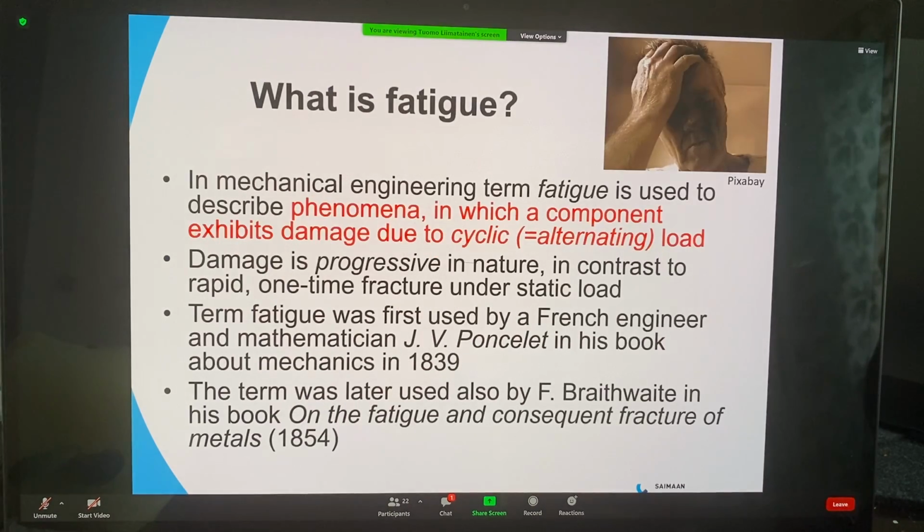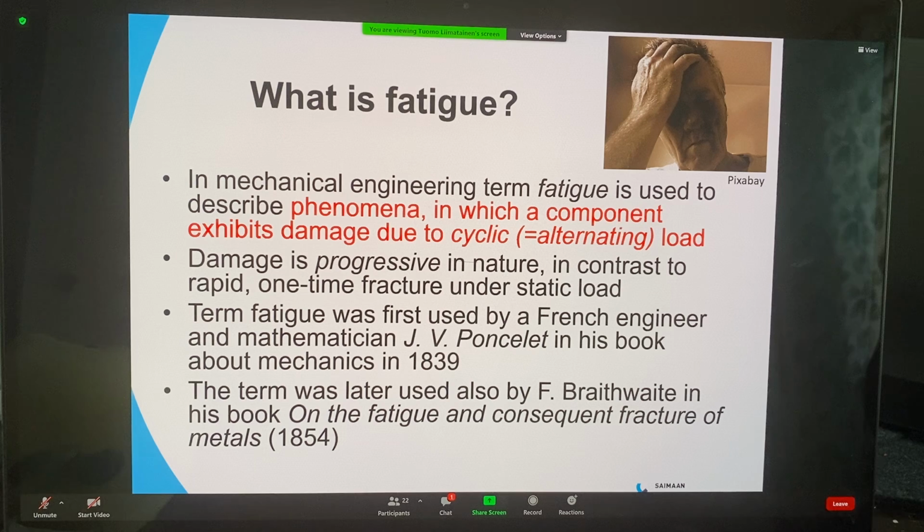So, what is fatigue? In the picture you can see a man who has been taken by fatigue. Fatigue is a term that is generally used as describing tiring or tiredness. But when we speak in mechanical engineering, this fatigue term is used to describe a phenomenon in which a component will exhibit damage due to a cyclic, meaning alternating, load. So varying load will cause damage, and that is called fatigue.